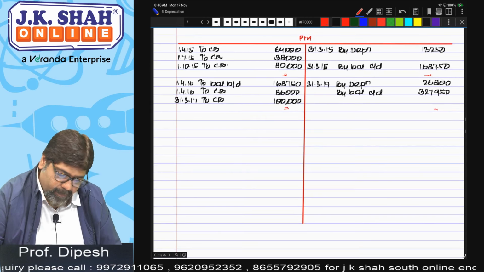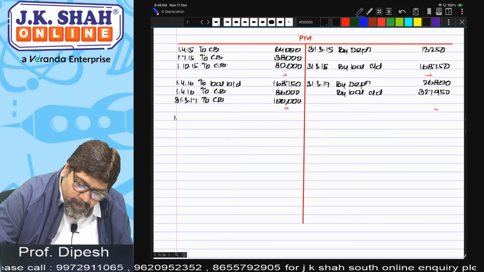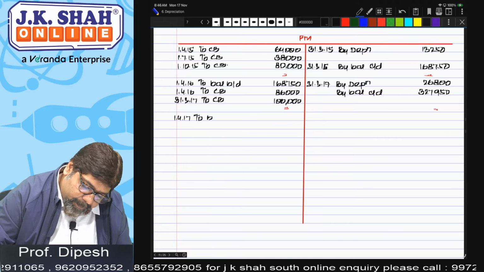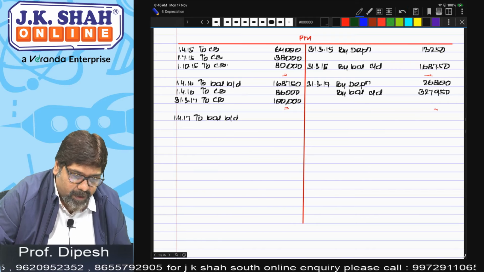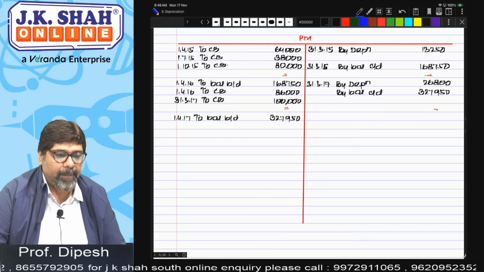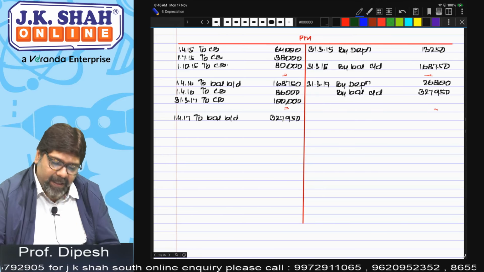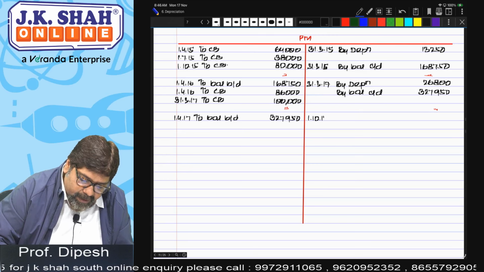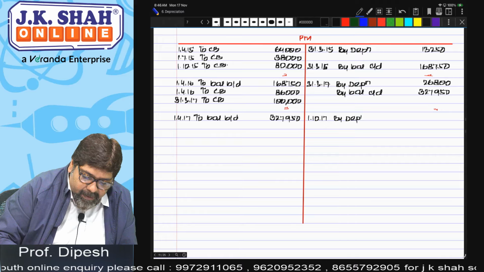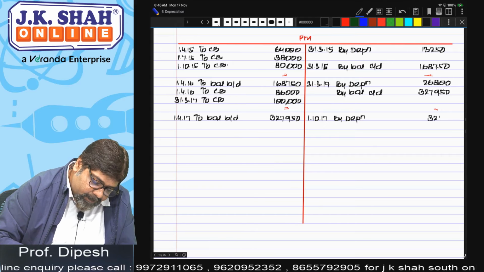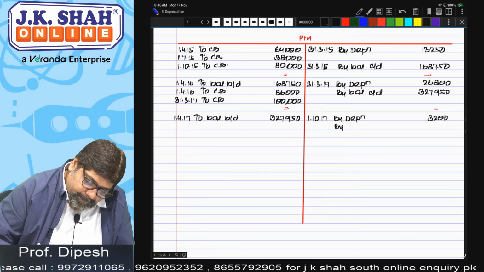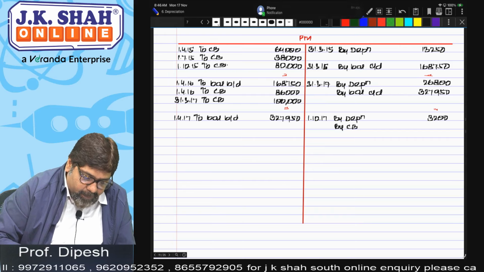Thereafter, 1417, to balance brought down, 327,950. The asset got burnt on 1/10/17. So till 1/10/17 you will charge depreciation. By depreciation, how much? 3,200. Then you sold the asset for how much? By cash bank, you sold it for how much? 4,000.